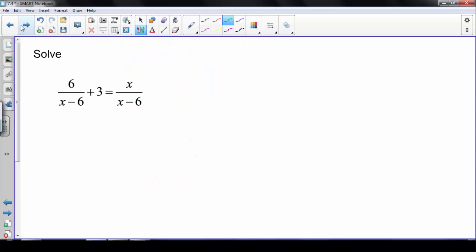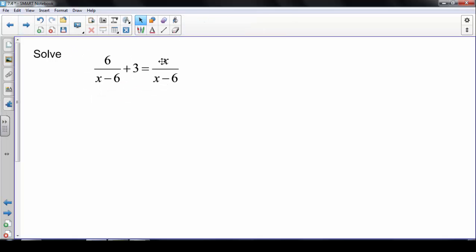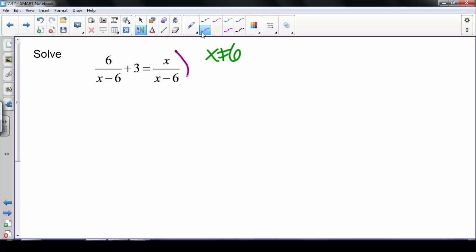So now solving this one, there's no factoring, so we can go straight to figuring out what values x can't be, and in this case, x can't be 6. That's the only number that would make a denominator 0. And our common denominator is x minus 6.